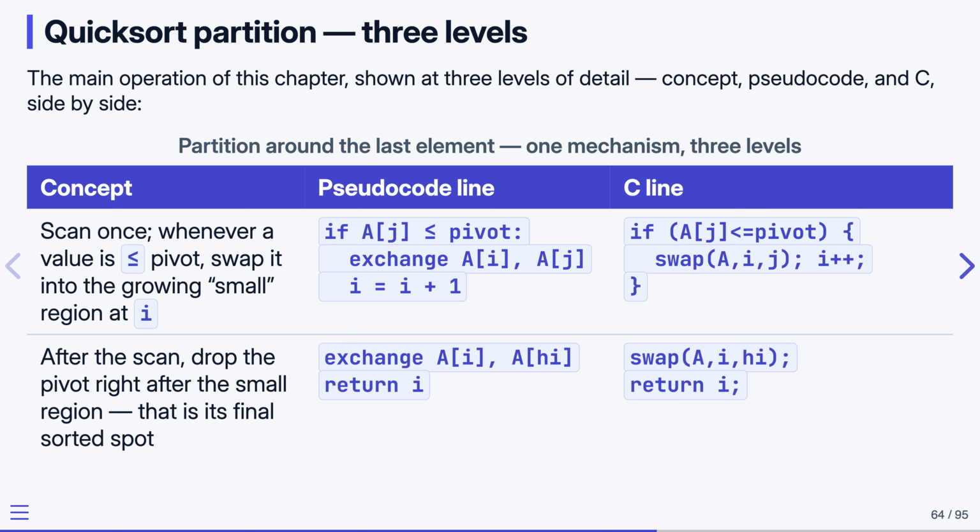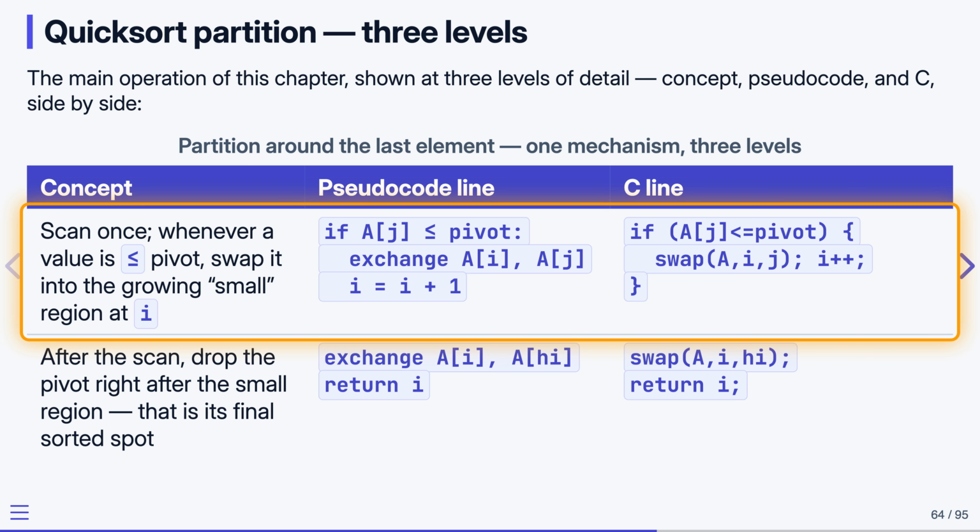Let's see the same partition at 3 levels of detail. The concept, the pseudocode line, and the C line side by side. Reading across each row shows one idea in all 3 forms. The first row is the scan. Whenever a value is less than or equal to the pivot, we swap it into the growing small region at I, then step I forward. The pseudocode and the C line say exactly the same thing.